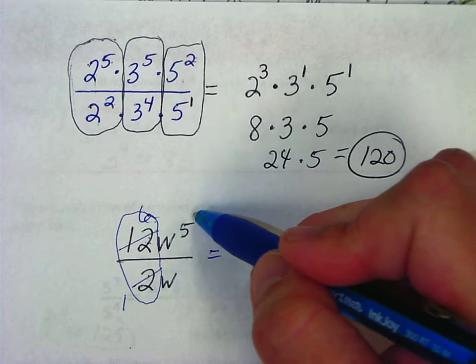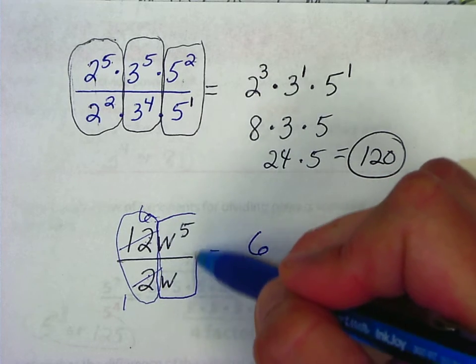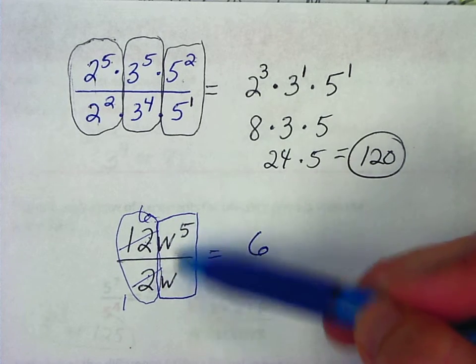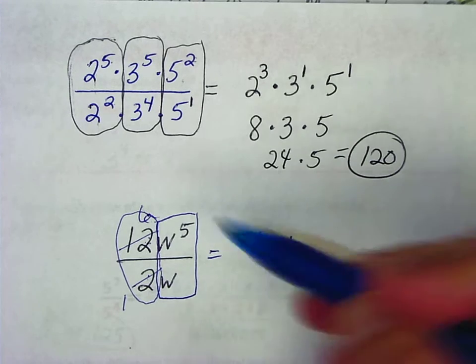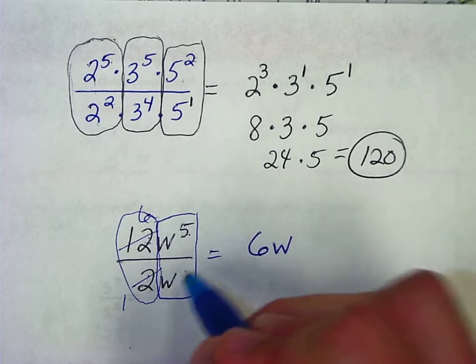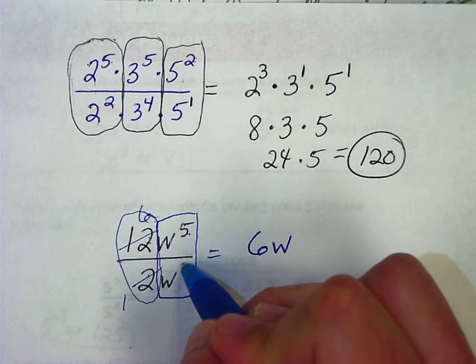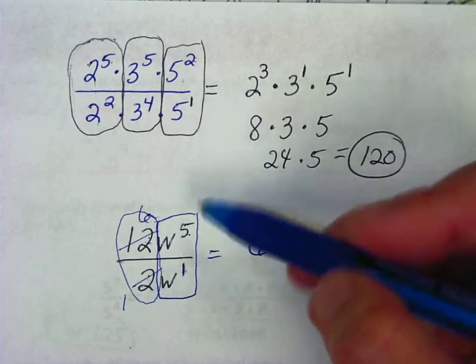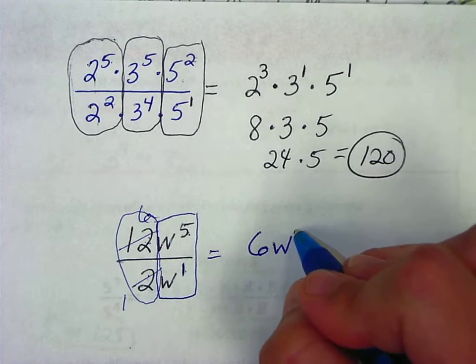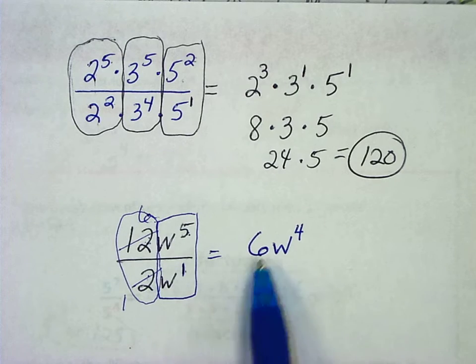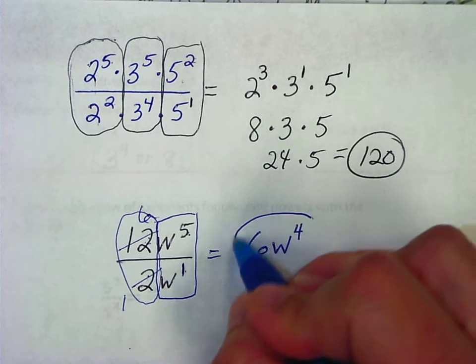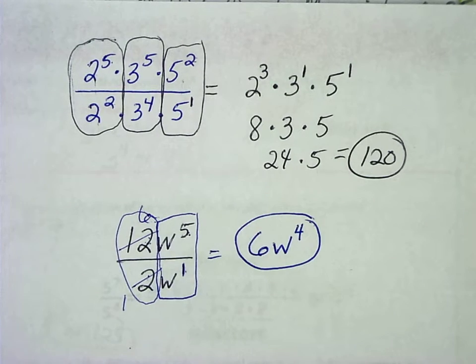Now the w, the variable of w, these are both the same variable. So I'm going to keep the base of w, and I'm going to subtract and apply the rule. And there's an invisible 1, that's a w to the power of 1. So 5 take away 1 is 4. So 6w to the 4th would be my final answer there. Okay, we'll practice more tomorrow.